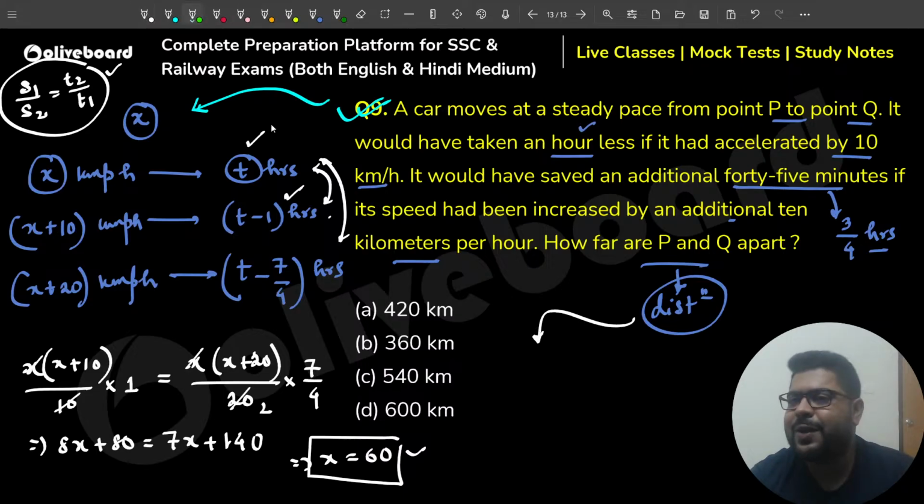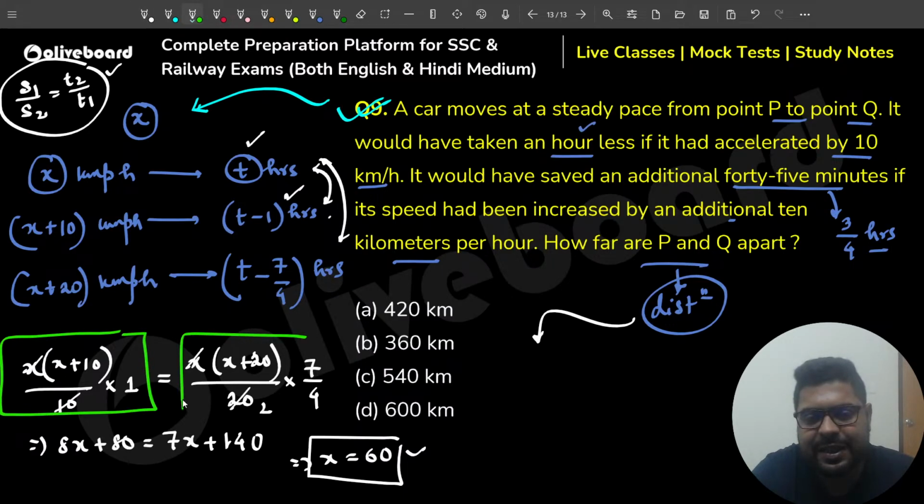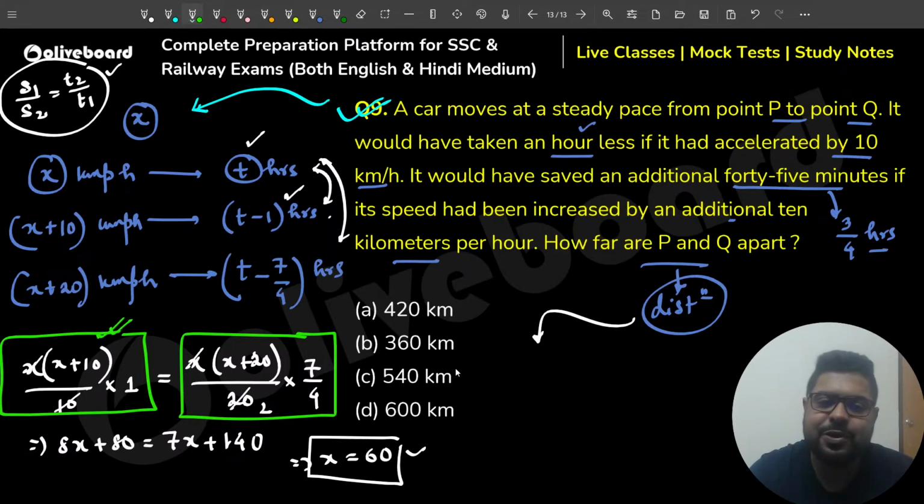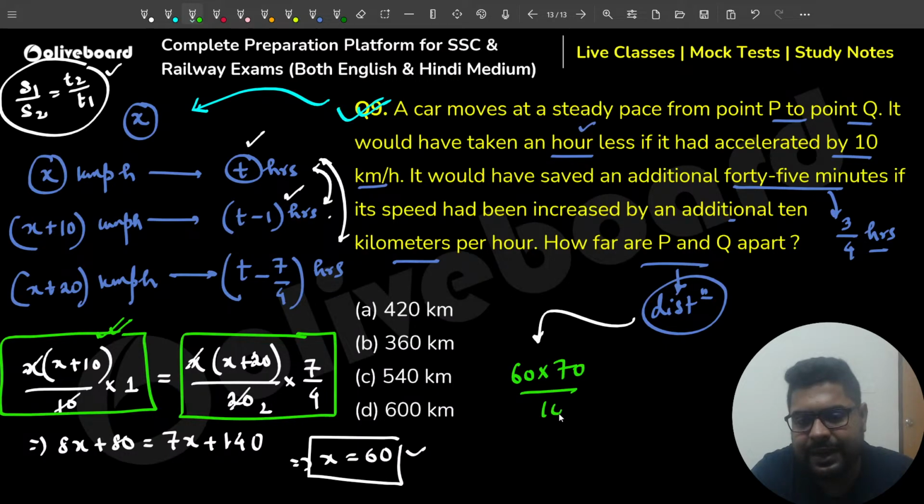Now if x is 60, what is the distance? Again, I don't need to calculate because both these equations give the distance. Just put the value. Which is looking better? Definitely the left side is looking better. I'll put x equal to 60. So 60 into 70 by 10 into 1, that's your distance. So the answer is 420 kilometers, which is option A.